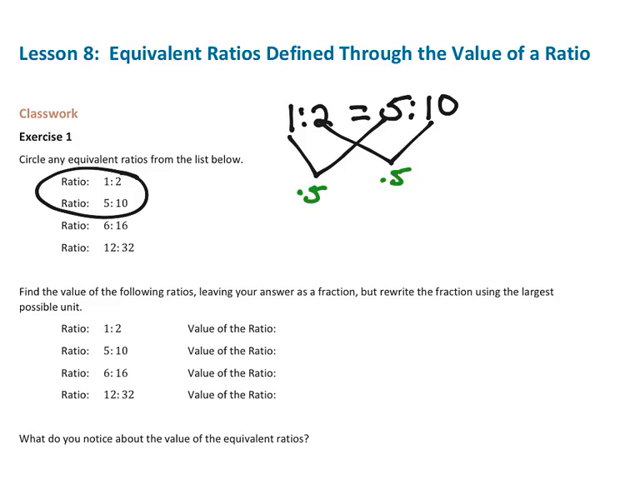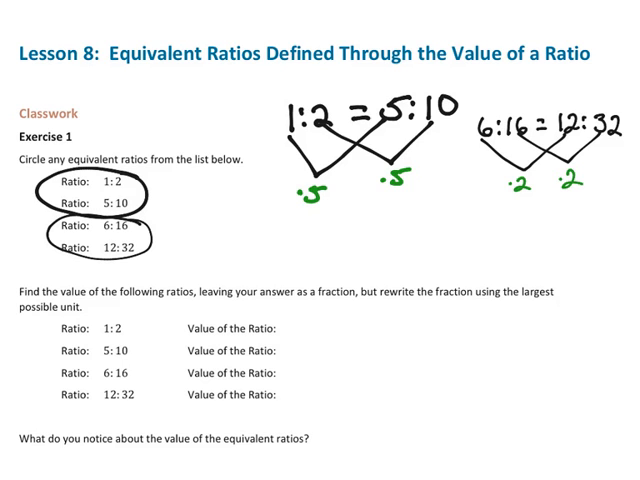Next, we'll look at 6 to 16 and 12 to 32. Well, the way we can get from 6 to 12 is by multiplying it times 2. And the way we can get from 16 to 32, and if you're not sure, on the side you can do 16 times 2 to see if that's correct, is by multiplying it by 2, which means that these two ratios are the same. They are equivalent. Another way you could have done it was taking 12 and dividing it by 6 to get the 2.